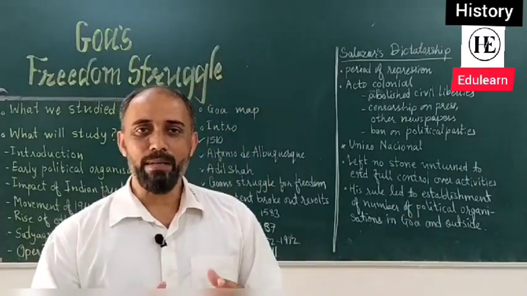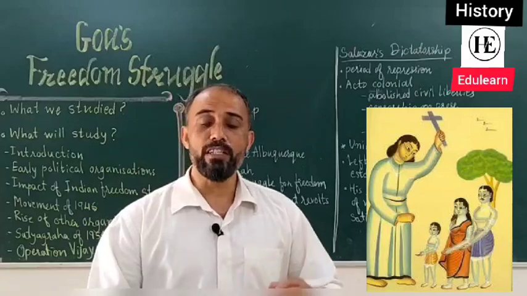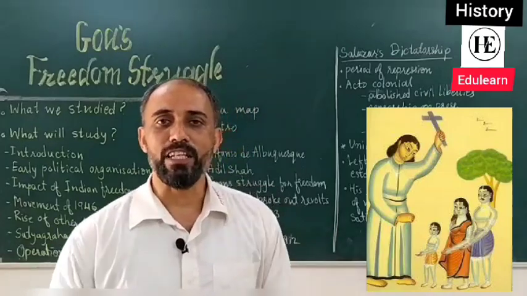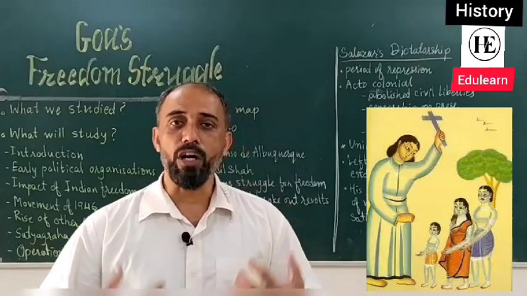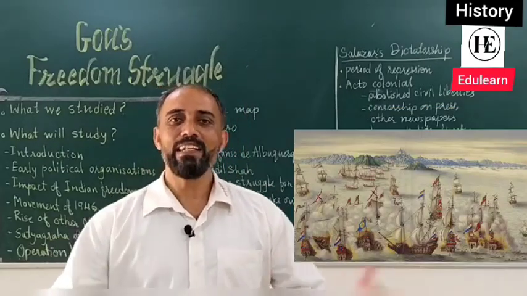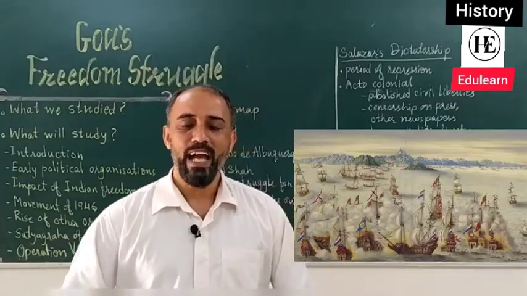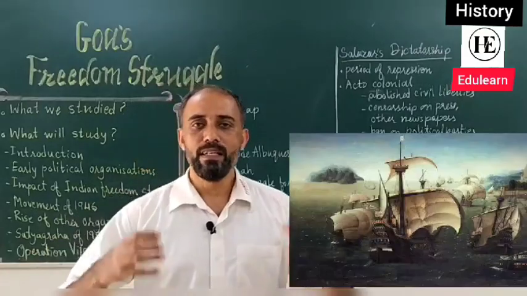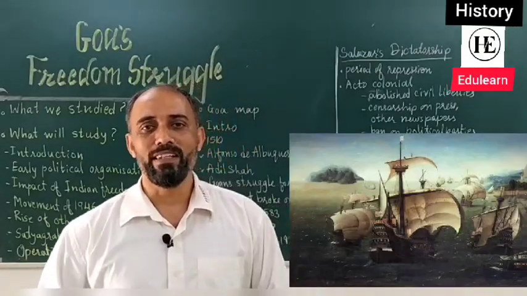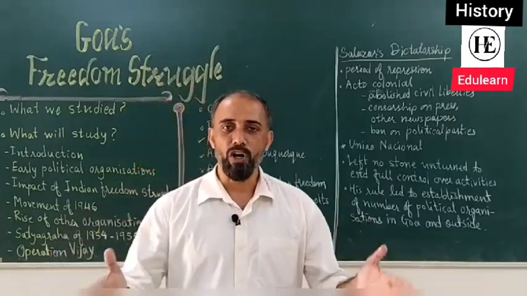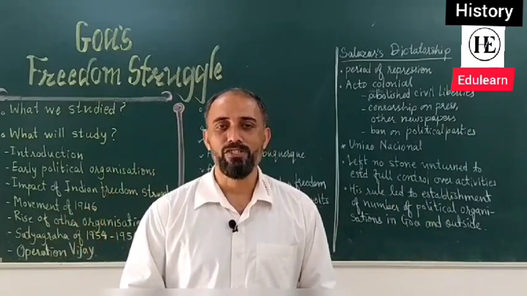Their aim, God. First, God in the sense of spreading the religion, Christianity, wherever they go. Glory means conquering more and more places and being the master of those places. And third, gold, that means through trade, earning more and more wealth for their country. So, these were the 3G of Portuguese administration.